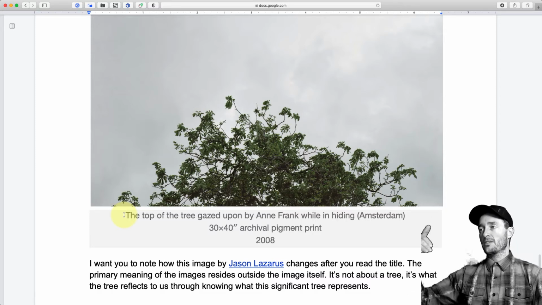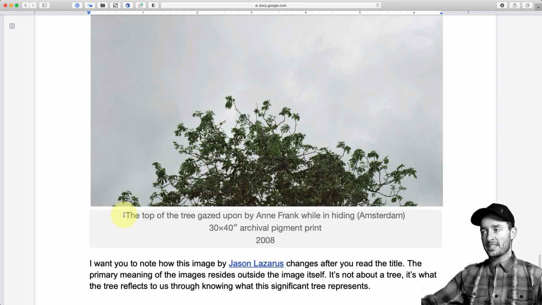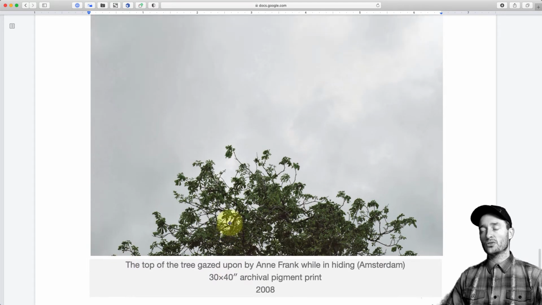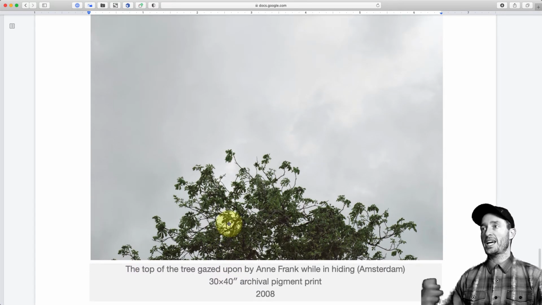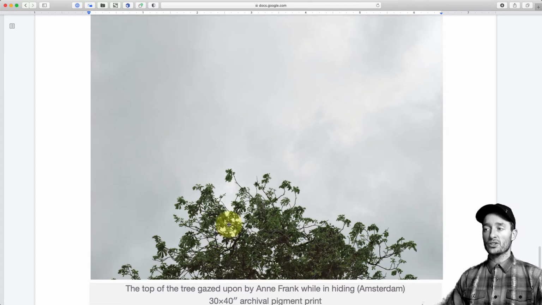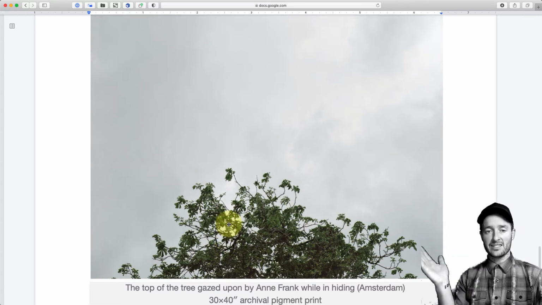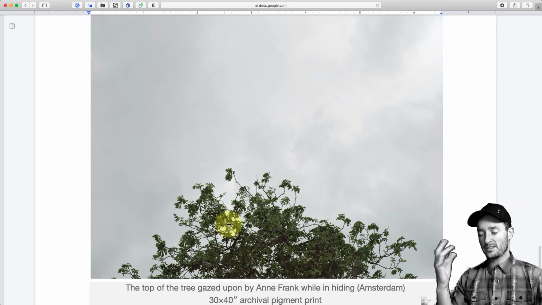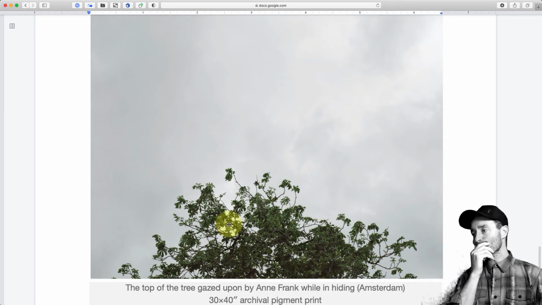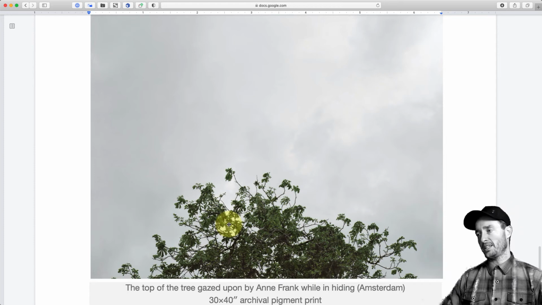But what happens when you read that title is that the tree goes through a transformation. It changes. Its meaning changes dramatically, because before you're looking at a tree and you're seeing just landscape, or the sensory perception that you may have, hearing the sound, seeing the movement, but in no way, shape, or form are you thinking about Anne Frank.